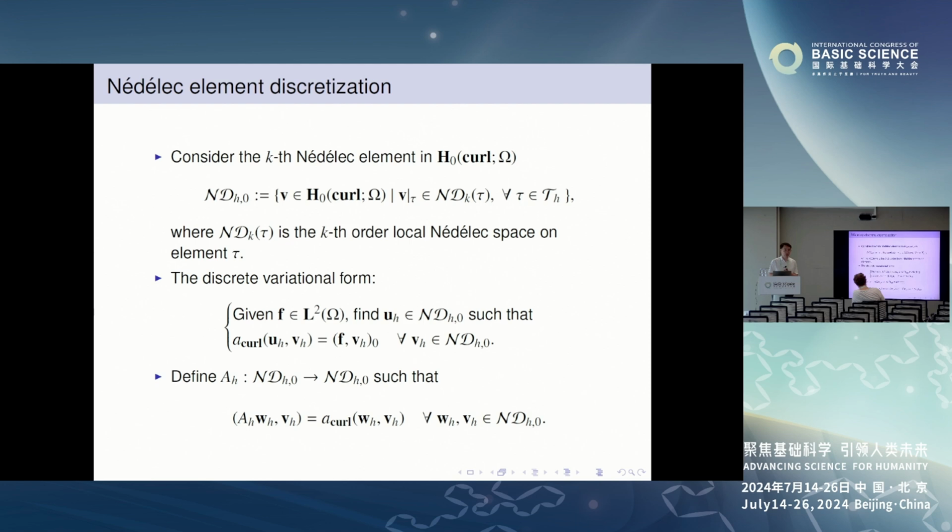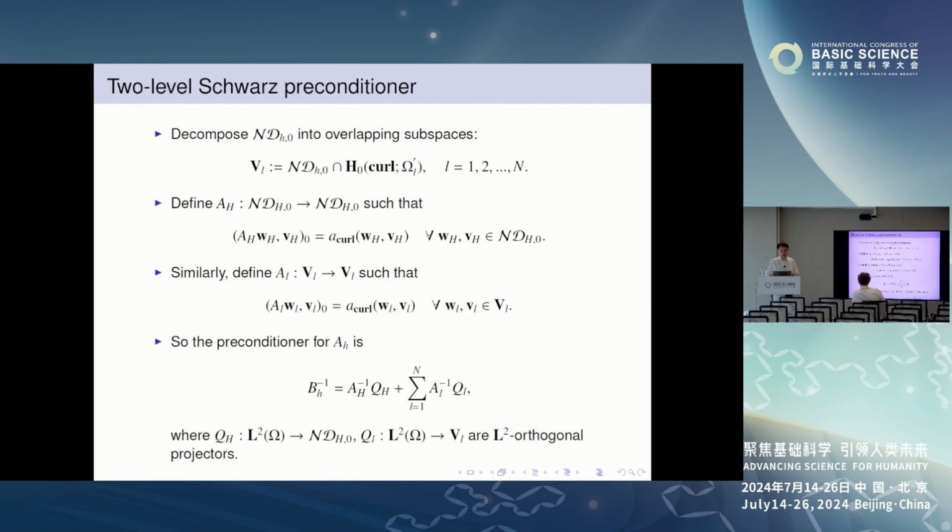But we cannot solve this Ah directly, so now we choose the domain decomposition method. This is the main idea. So in this case, we now introduce this two-level Schwarz method for solving these Maxwell equations, because the first part is we solve the second order equation.